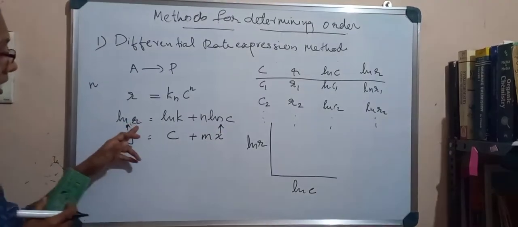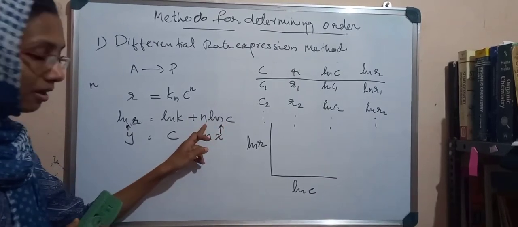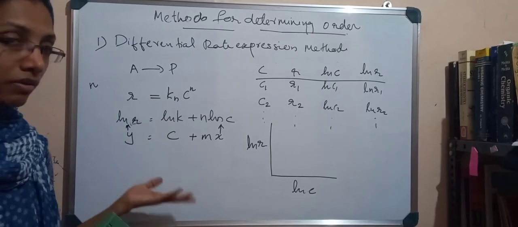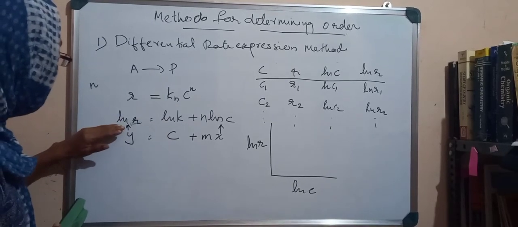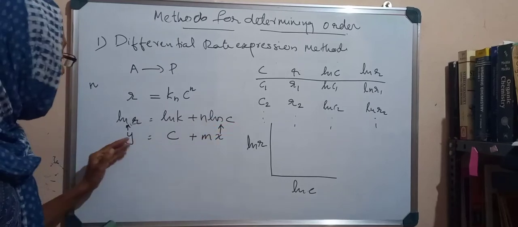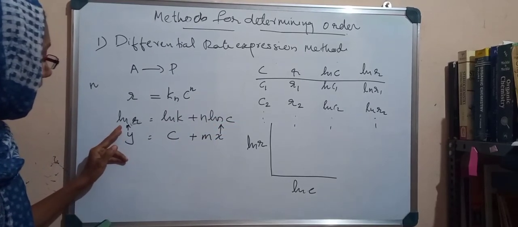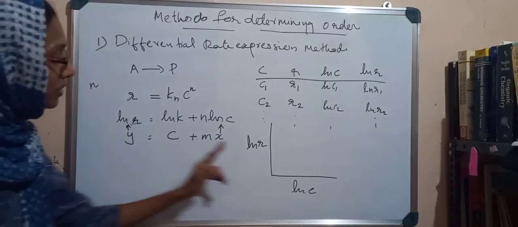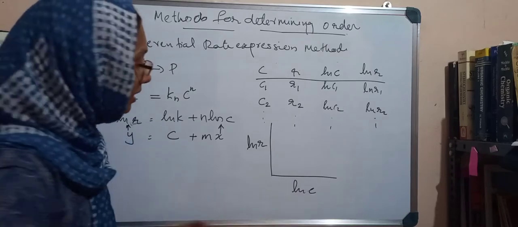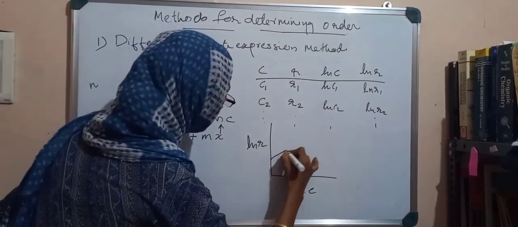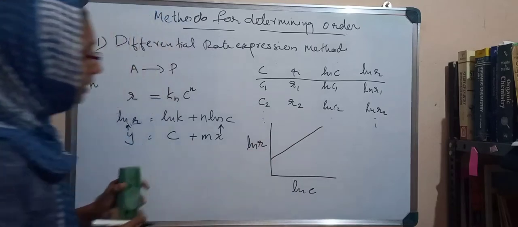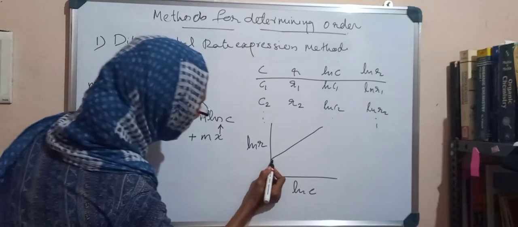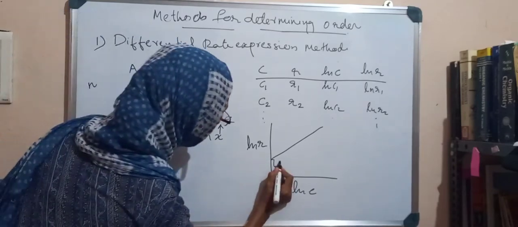The two variables are R and C. N is a constant for a particular order and K is a constant for a particular reaction at given conditions. So the variables are ln R and ln C: in place of y it is ln R, and for x it is ln C. So we can plot a graph between ln R and ln C and get a straight line with a y-intercept. The y-intercept c is equal to ln K.